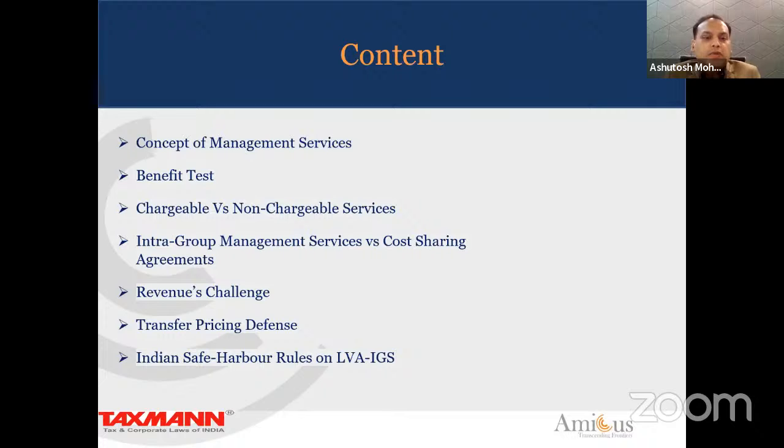Then we will look at what is the difference between management services and cost-sharing agreements. We will not dive deep into the nature of cost-sharing agreements, but just broadly look at the difference between these two concepts, because they both entail a payout to a related party. But there are some differences which it would be helpful if we keep in mind.